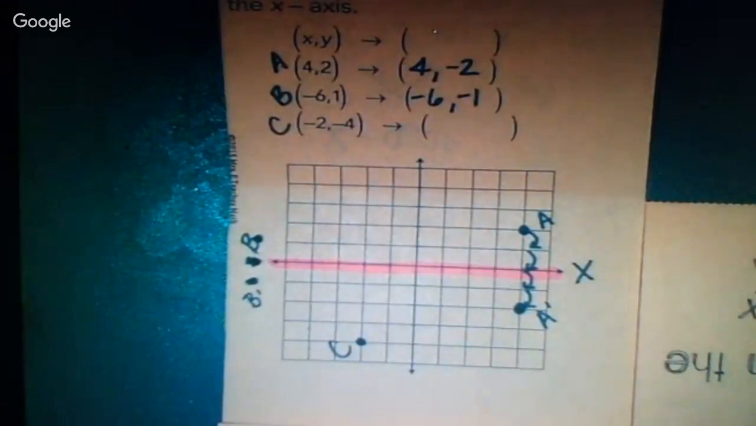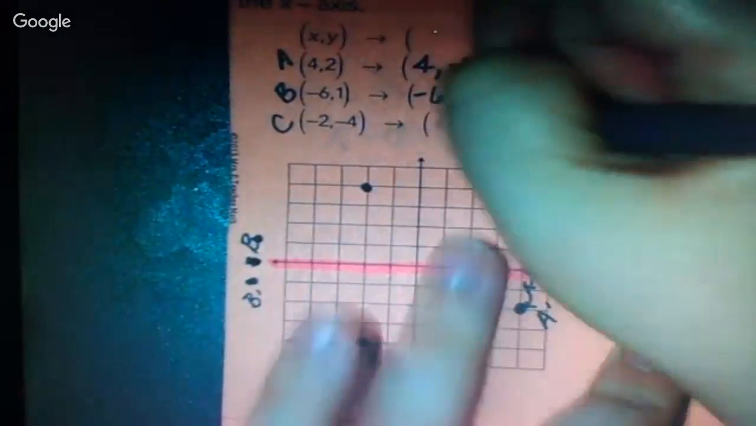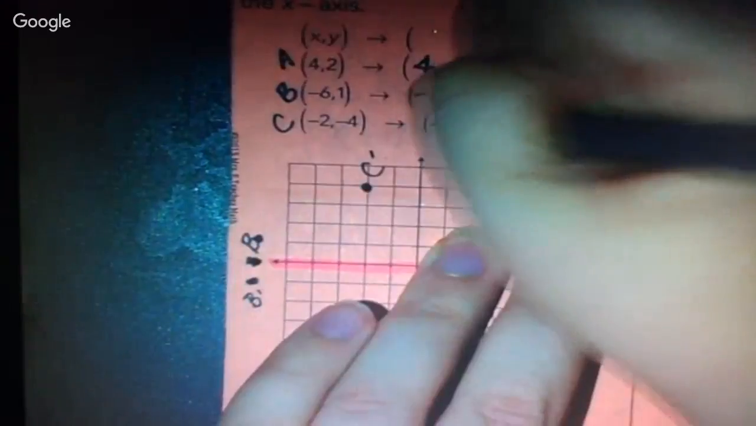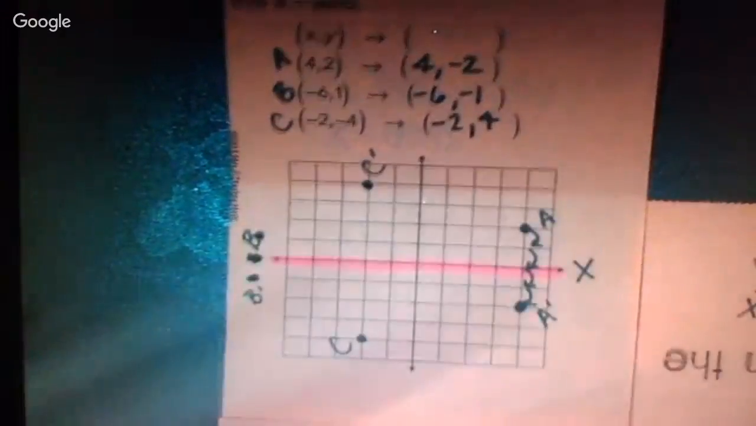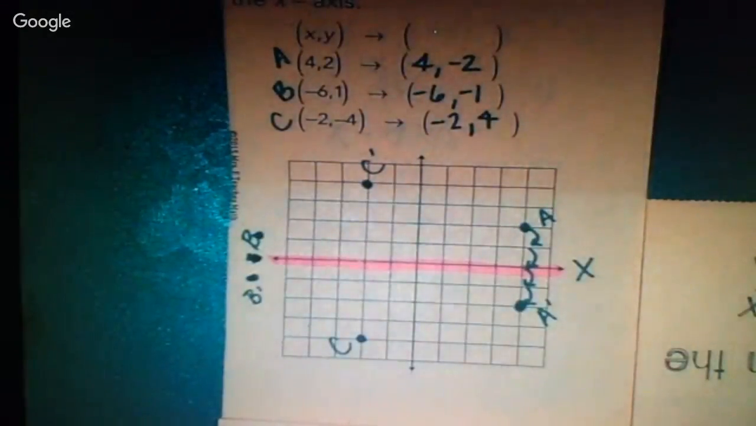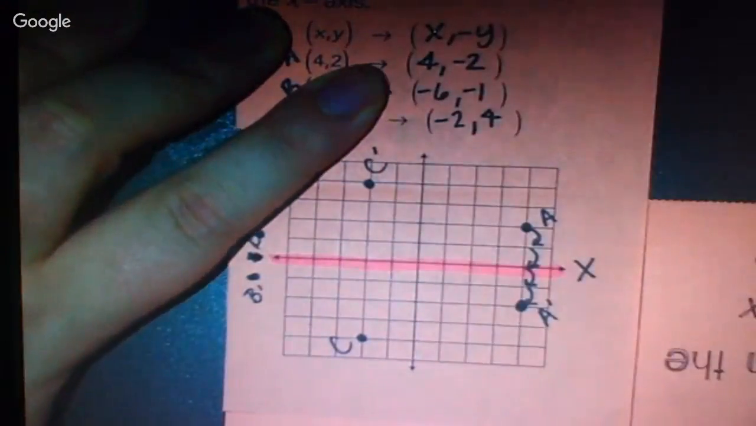So this point is 4 below the line, so my new point should be 4 above the line. 1, 2, 3, 4. So we're at -2, +4. So what's happened? What's flipped? Y. Your Y. You change the sign of Y. Anytime you reflect over X, that takes you from the top to the bottom or the bottom to the top, which affects your Y value. So your rule here is X, change the sign of Y.